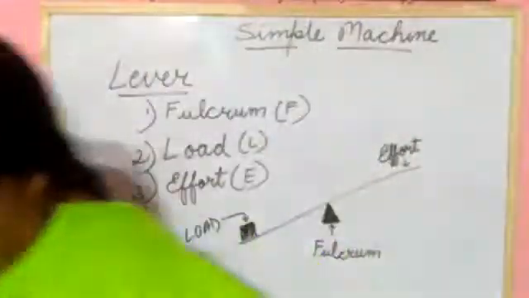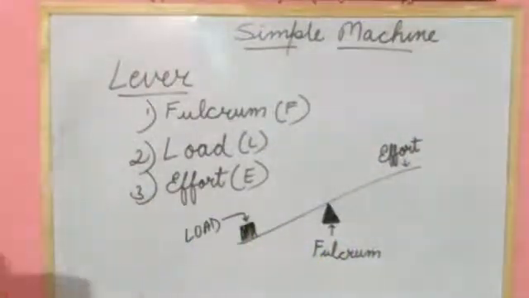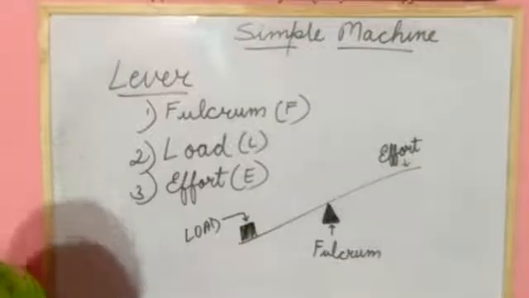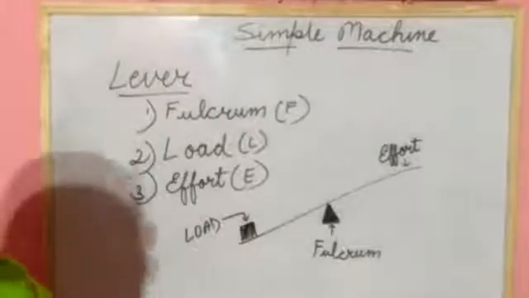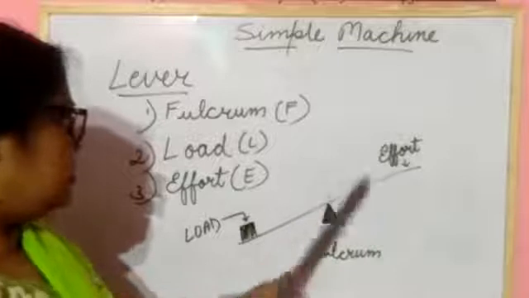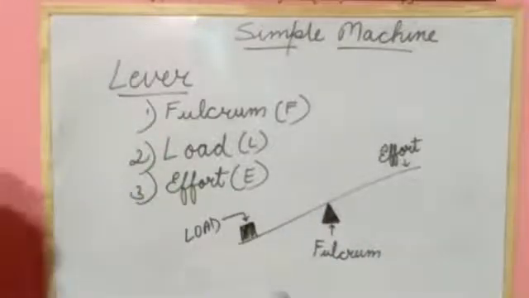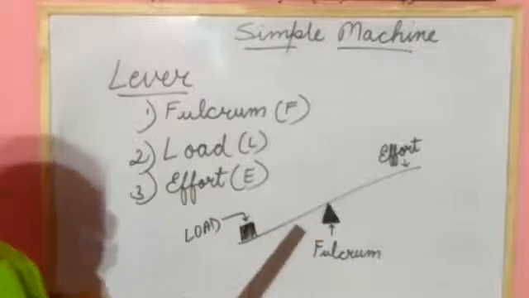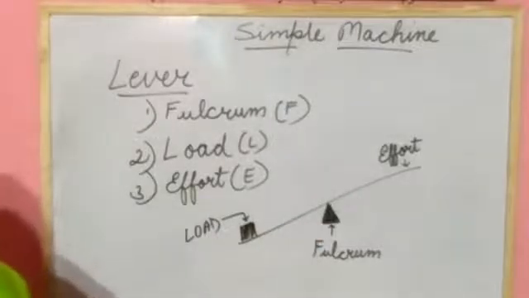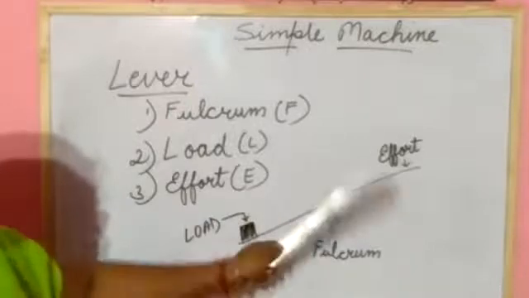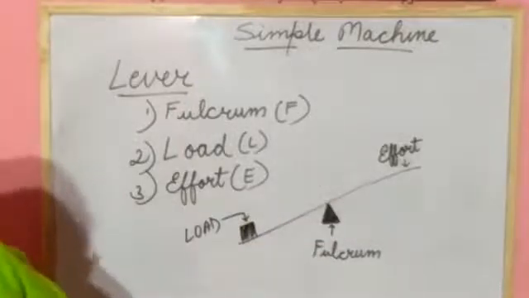So what is the lever? A lever is a rigid rod that can move freely around a fixed point. You are seeing this one is the rigid rod, and it can move freely around a fixed point.